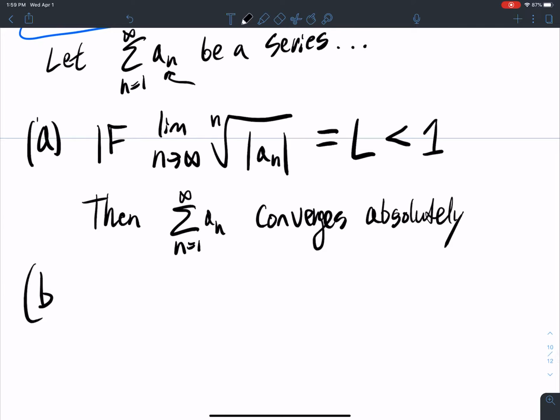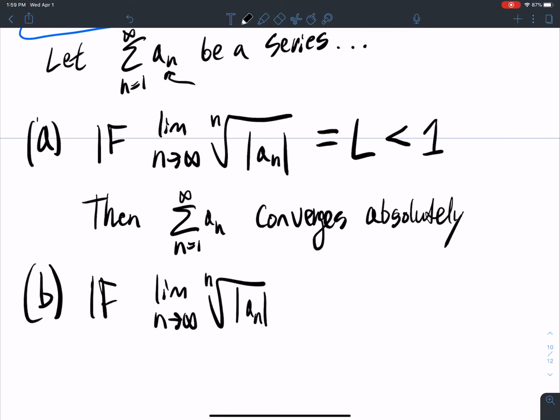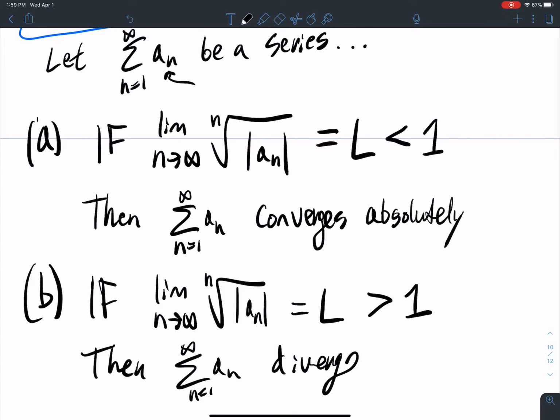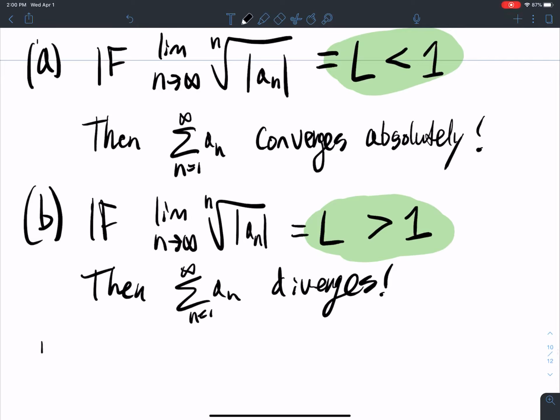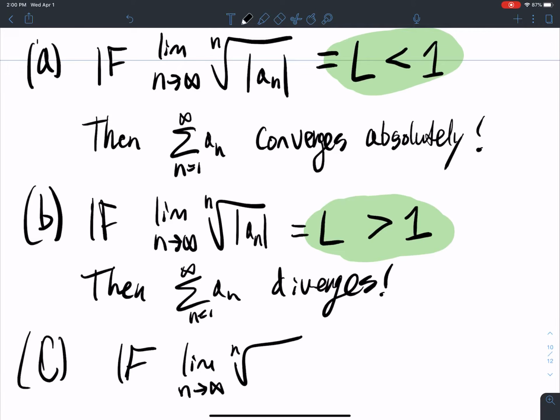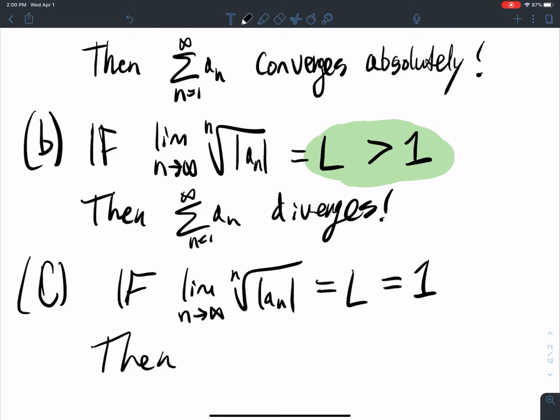The second part: if the limit as n goes to infinity of the nth root of the absolute value of a_n is equal to L, and it's greater than 1, then the series from n equals 1 to infinity of a_n diverges. So greater than 1, we diverge. Less than 1, we converge absolutely. And if the limit of the nth root of the absolute value of a_n equals L, which is 1, then the test fails.